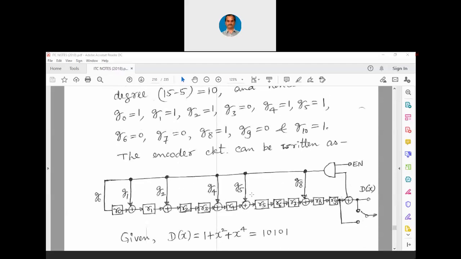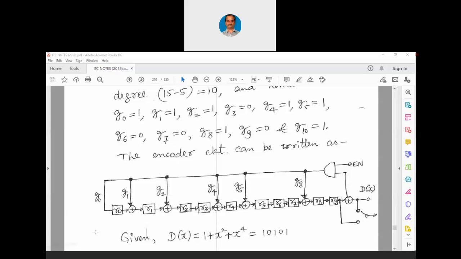Now we will have to apply our d of x. D of x is now 1 plus x square plus x power 4. When we express it in binary digits, it is 10101. D of x has to have 5 bits, not order 5, it has to have 5 bits. So 1 is there, x square is there, x power 4 is there, but x is not there, x cube is not there. So we put 0 there. So it is 10101. This is a 5-bit data vector.